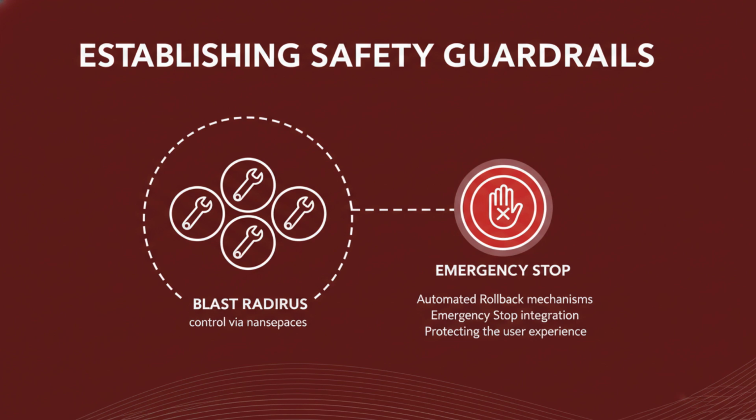By setting strict guardrails, we can gain the benefits of chaos testing while maintaining the integrity of the overall infrastructure and protecting the user experience from accidental degradation.